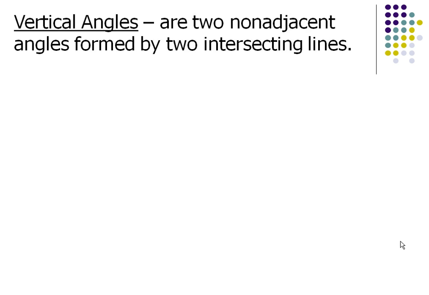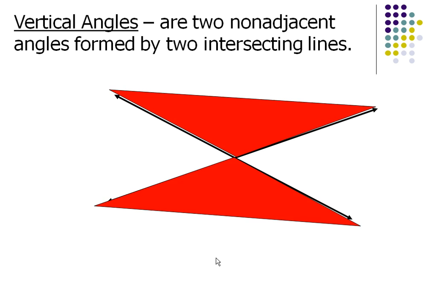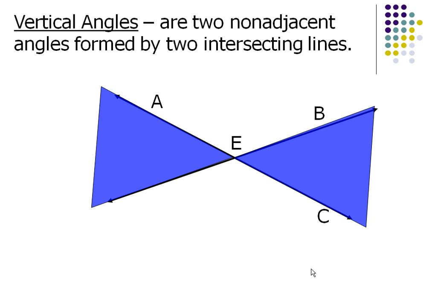Vertical angles. Vertical angles are two non-adjacent angles formed by two intersecting lines. So right here, we have these two lines intersecting, line EB and line EC. We could also call it line AC. They're intersecting at point E. So these two angles, AEB and this angle, and BEC and this angle, are vertical. We can also say that AEB and CED and this side is also vertical. Those two are vertical. These two are vertical. So that is how vertical angles look.